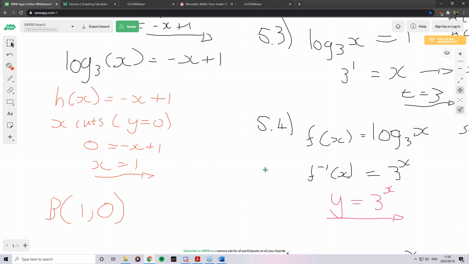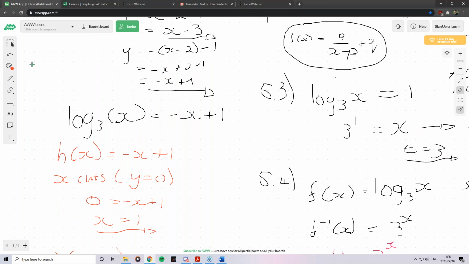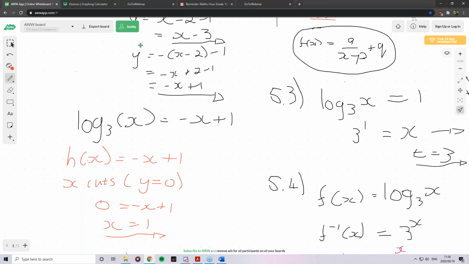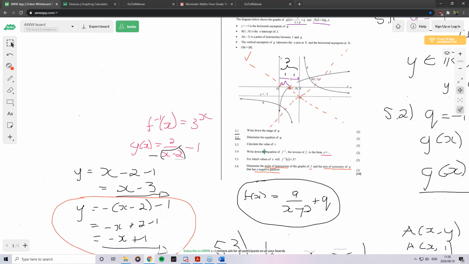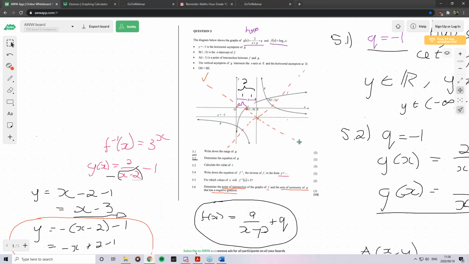So again, we have our equation of the negative gradient here. This is the equation of our negative gradient, minus x plus 1. When we solve for the x cut, we see that it cuts the x-axis when x is 1. So when x is 1, this line cuts the x-axis. But what we note is that f of x also cuts the x-axis at 1.